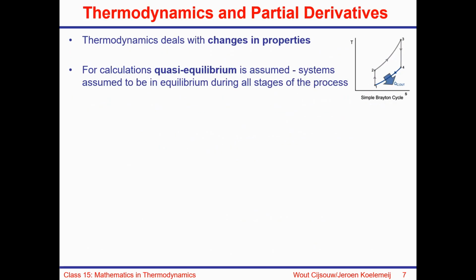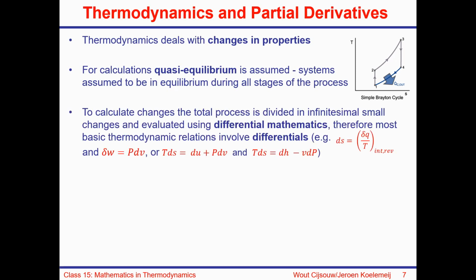So thermodynamics often deals with changes in properties during a thermodynamic process. And in these thermodynamic processes, we often assume that the whole system is in quasi-equilibrium, which means that even if there's, for example, mass flowing into a system, then the same amount of gas per unit time is flowing out of the system through another boundary, so that the system can be assumed to be in quasi-equilibrium throughout all the stages of the thermodynamic process.